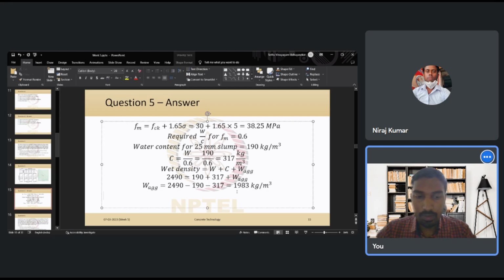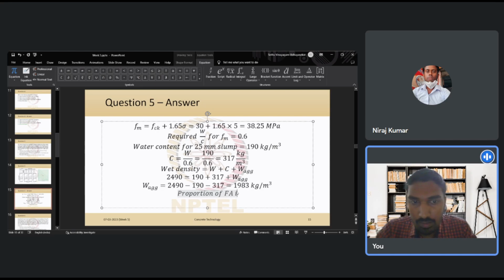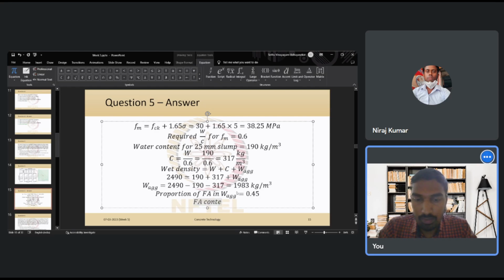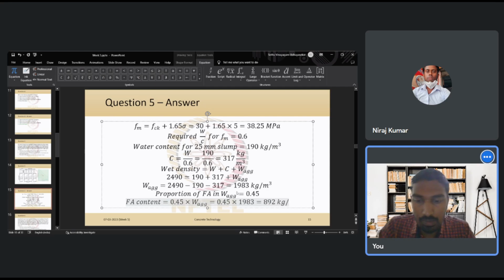Okay, the proportion of fine aggregate in WAGG is 0.45. So what is the fine aggregate content then? It will be nothing but this proportion, 0.45, times the total aggregate content, right? So which is 0.45 times 1983, which is the total aggregate content. That will come out to be approximately 892 kilograms per meter cubed.